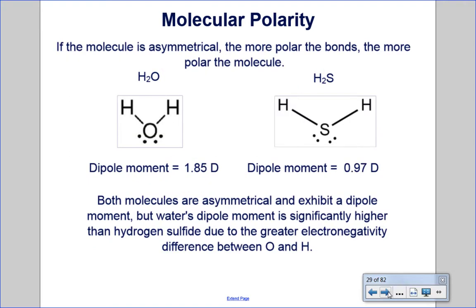Now, if the molecule is asymmetrical, the more polar the bonds, the more polar the molecule. We look at water, which has an electronegativity difference of 1.4. The dipole moment is 1.85. Whereas you look at hydrogen sulfide, which has an electronegativity difference of 0.4, the dipole moment is only 0.97. Both molecules are asymmetrical and exhibit a dipole moment, but water's dipole moment is significantly higher than hydrogen sulfide because of the greater electronegativity difference between oxygen and hydrogen.